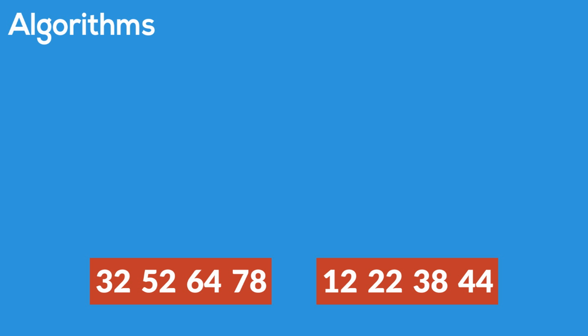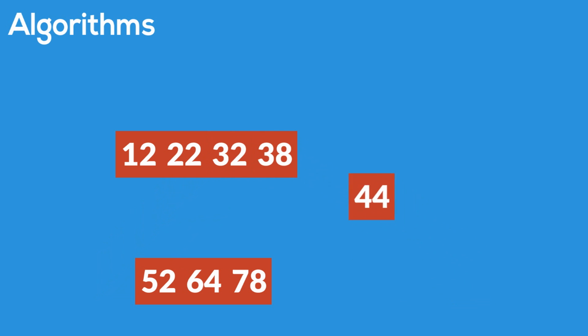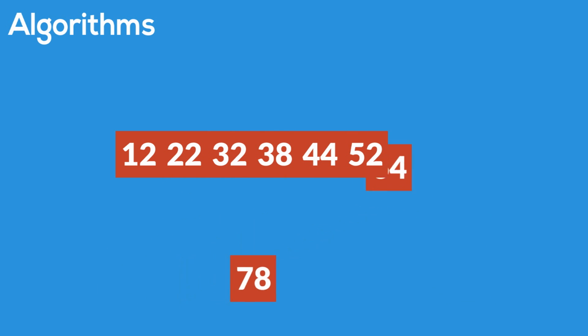Almost there, let's reassemble the numbers as one chunk. Start off by comparing the first number in each chunk. Is 32 less than 12? Nope, put 12 first. Alright then, is 32 less than 22? Nope, put 22 next. Is 32 less than 38? Yes, put 32 next. I think you're seeing where this is going. In the end, you would end up with this. 12, 22, 32, 38, 44, 52, 64, and 78.